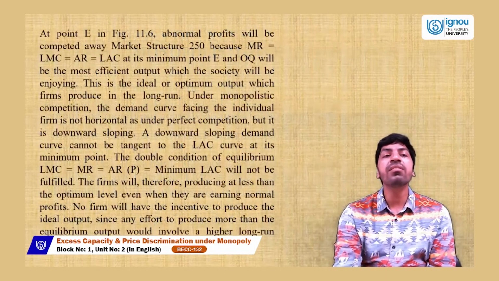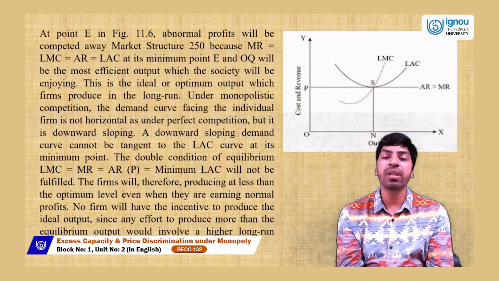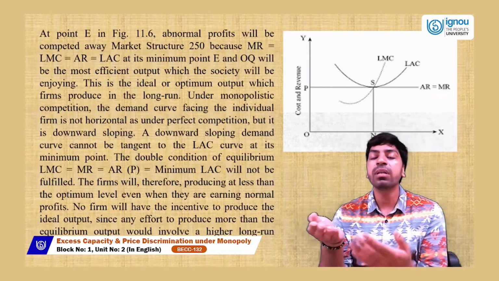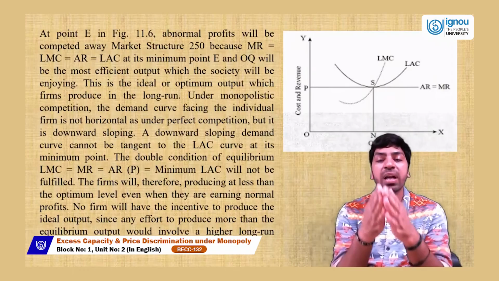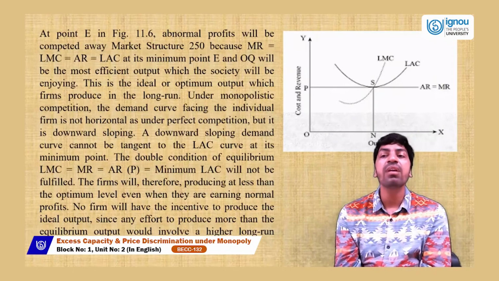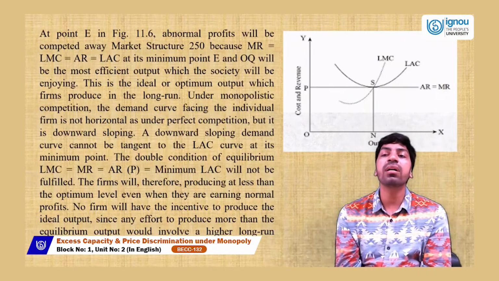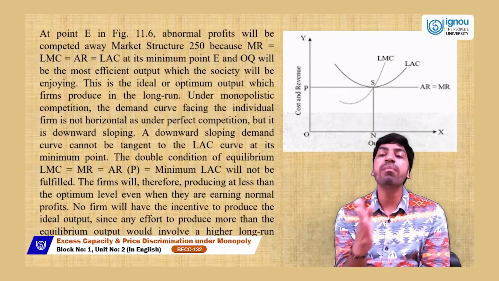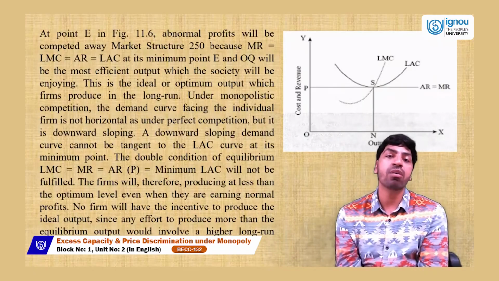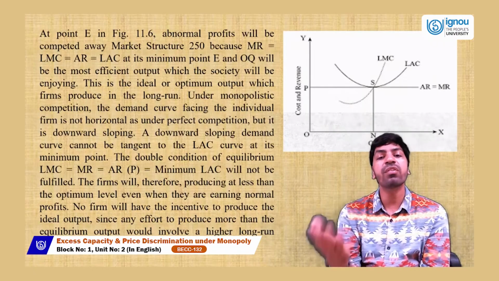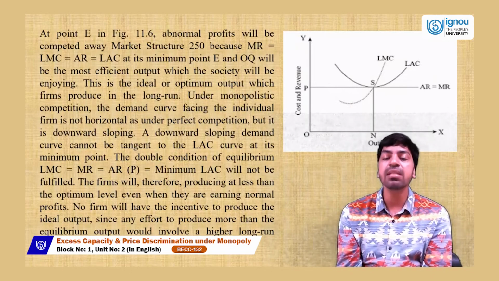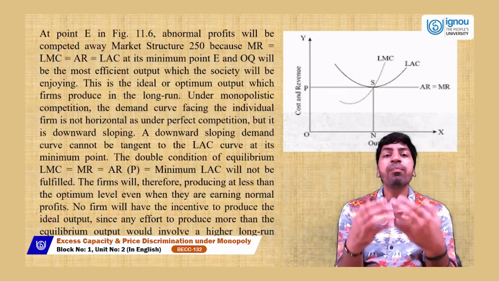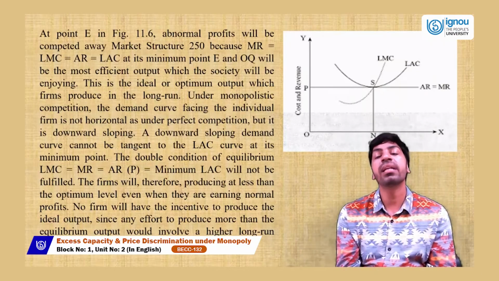This is a graphical representation of excess capacity. This is a diagram where the two conditions have to be fulfilled: MR is equal to MC, and AR is equal to the minimum long run average cost curve. These two conditions are fulfilled in this diagram. That means a particular firm is in full equilibrium.